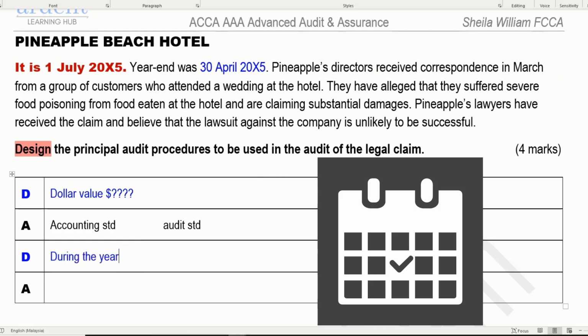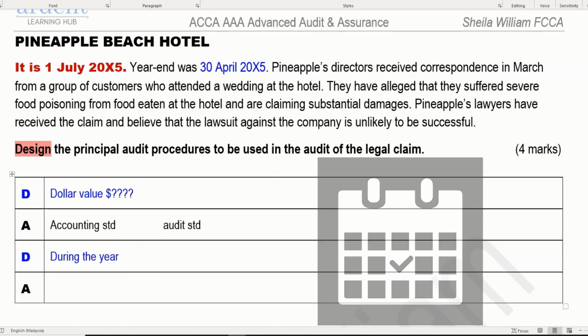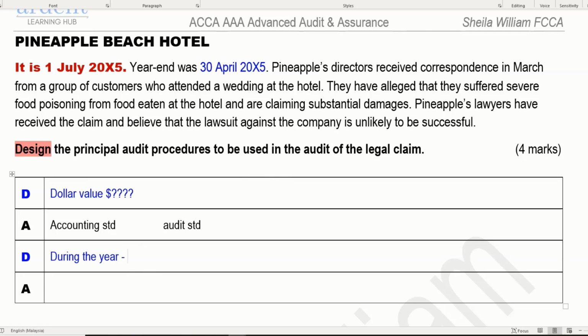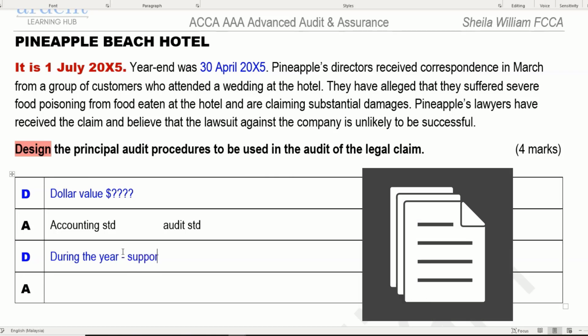Now, is this an important piece of information? Why do we need to pick it up? The reason is because if it is during the year, we can actually go and look for the supporting documentation in relation to this legal claim. If it happened last year, then looking at the supporting documentation would be irrelevant. So the fact that something happened during the year means that we can go and have a look at the documents that support this event happening during the year.